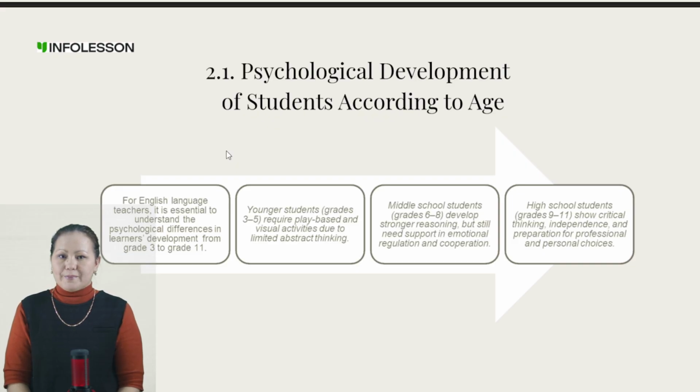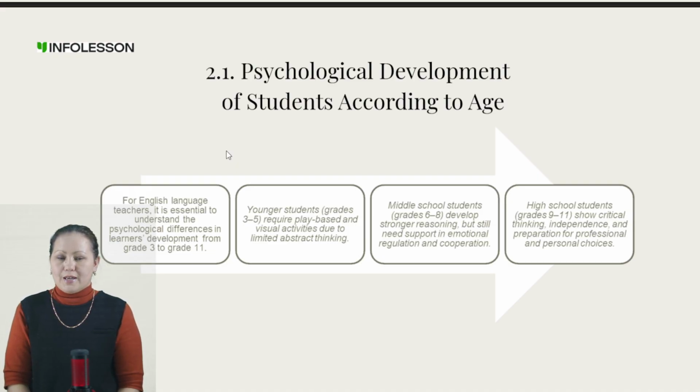Upper secondary learners, ages 14 to 16. At this age, abstract and logical thinking begins to develop. Teenagers are capable of understanding cause and effect relations, expressing opinions, and forming arguments. However, their self-esteem is still unstable and they may experience emotional fluctuations. Teachers should apply methods that encourage self-expression, debate, projects, creative writing, and discussions on real-life topics. It's important to respect their opinions and guide them toward critical but constructive thinking.